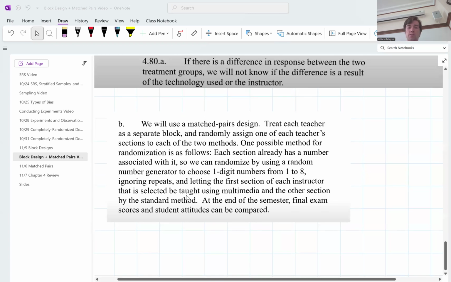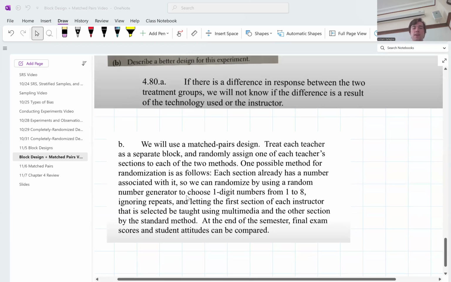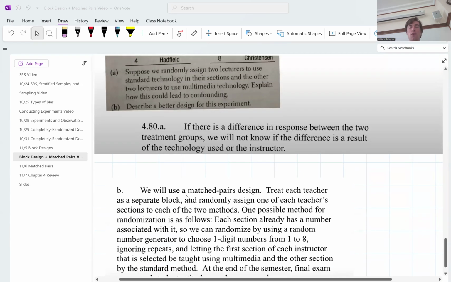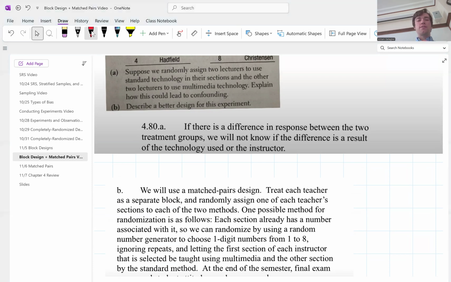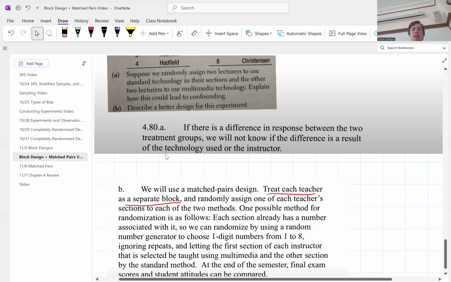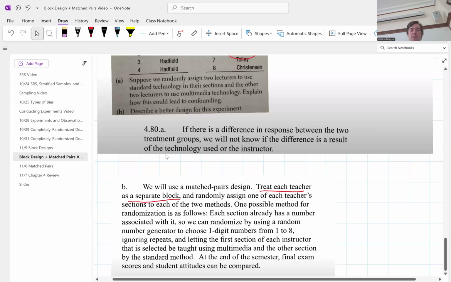So here we go. Again, like I said, we're going to use a matched pairs design. We want to make sure that we are focused on the technology, right, not necessarily the teacher. So we're going to do something that I mentioned in class. We're actually going to treat each teacher as a separate block. Okay, so this is where you are a block on your own, and again, you get both treatments. And so we randomly assign one of each teacher's sections to each of the 2 methods.